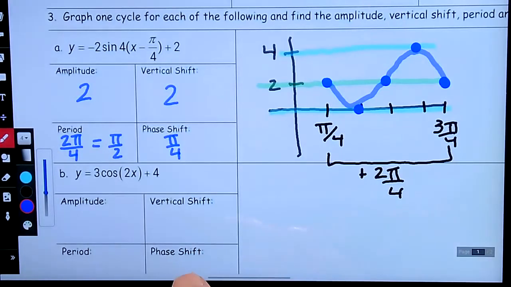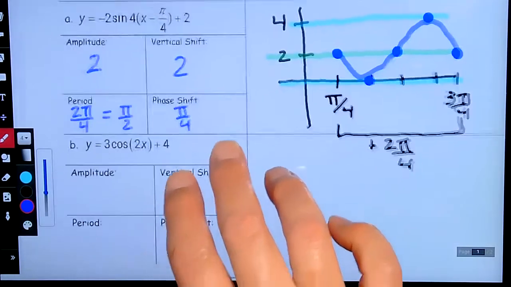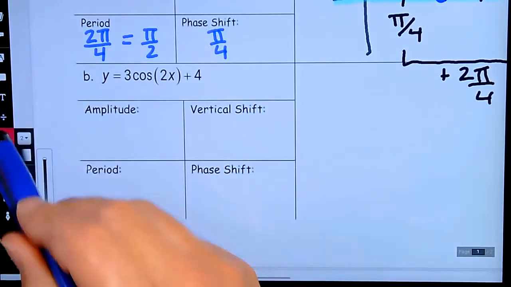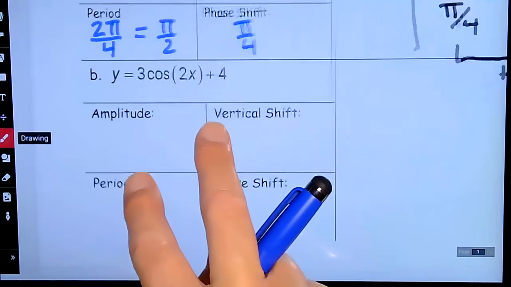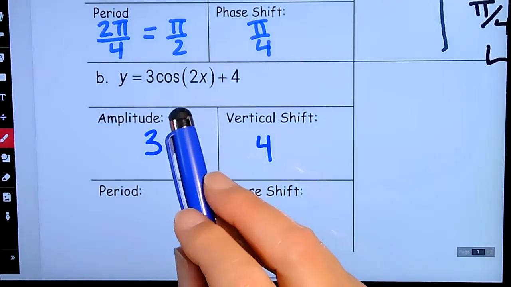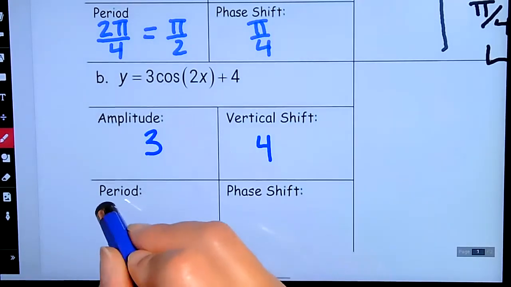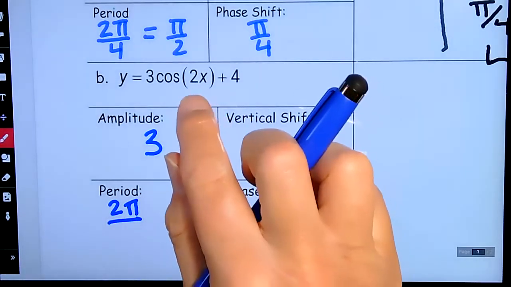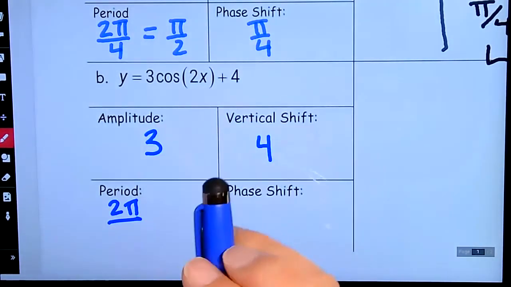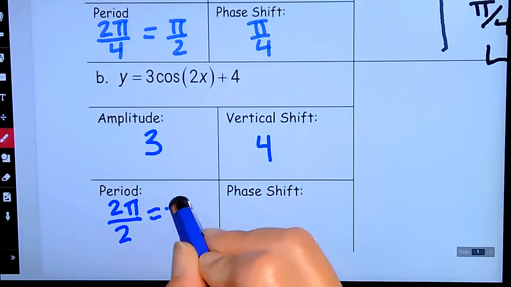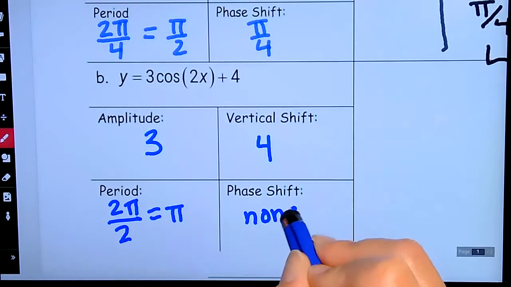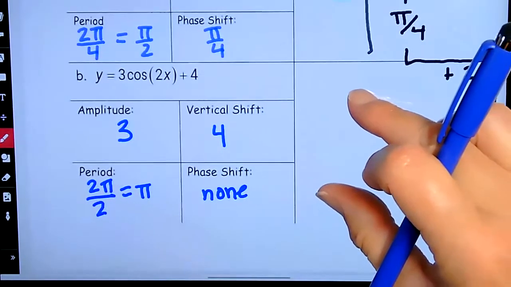Okay. So looking at letter B, this one, my amplitude is 3. My vertical shift is 4. My period is going to be 2 pi over my b. My b happens to be in front of my x, but inside the parentheses. As long as it's in front of my x, inside or outside, it's going to be your b. So 2 pi over 2, which is pi. My phase shift, I don't have any, so none. I'm starting at 0. So let me get that organized on my graph.